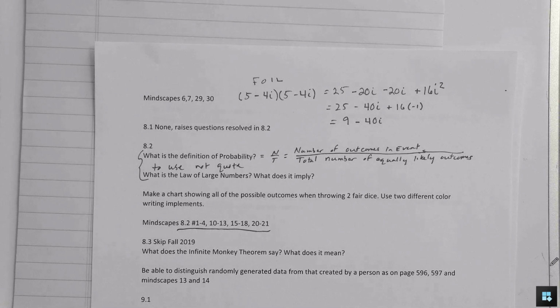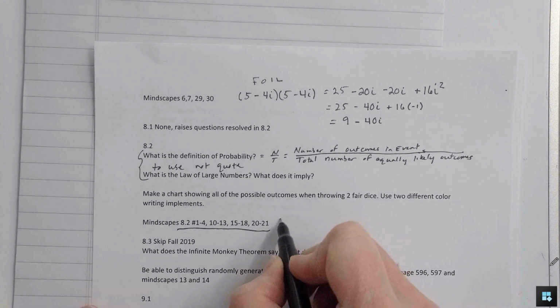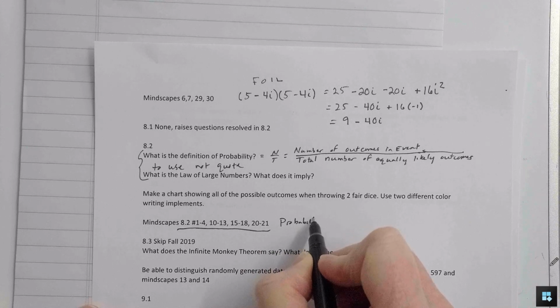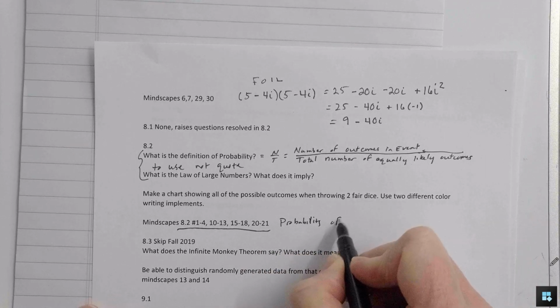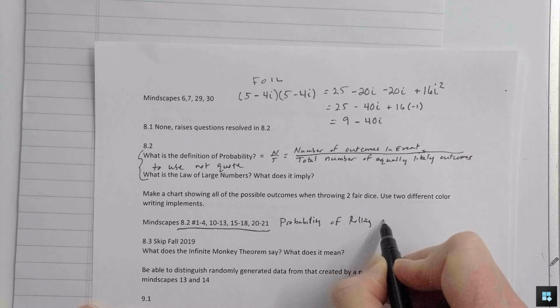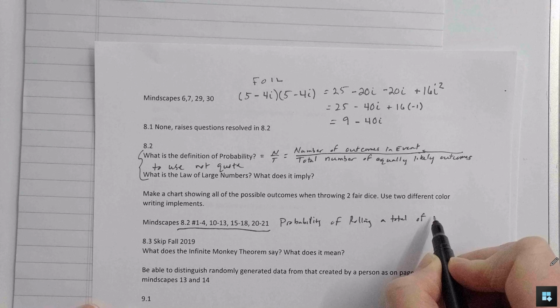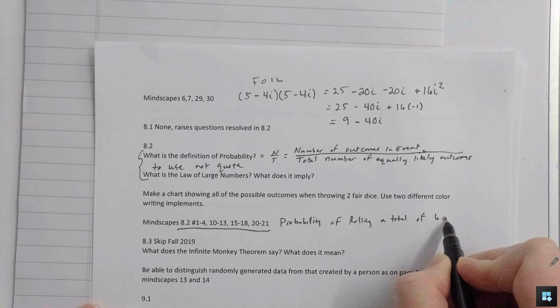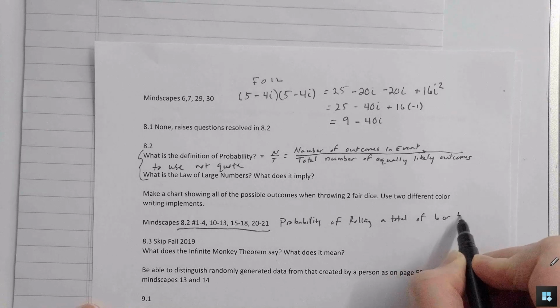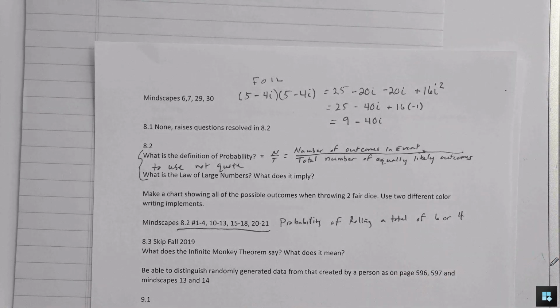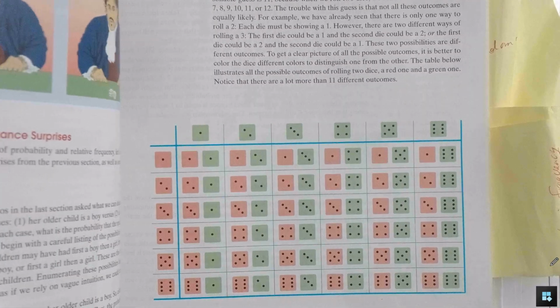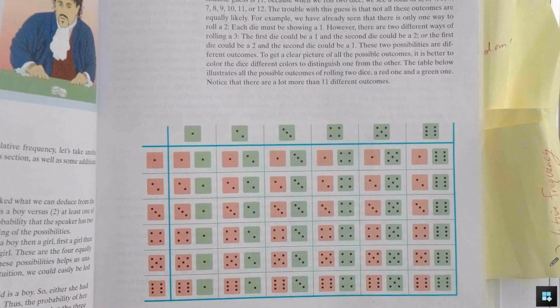Okay. So let's look at the dice table that your author gives us, and let's find the probability of rolling a total of 6 or 4. Let's find the total of rolling a 6 or a 4. Okay, so this is the chart that you're going to make. Only you don't have to draw the pips. You can just put the number.